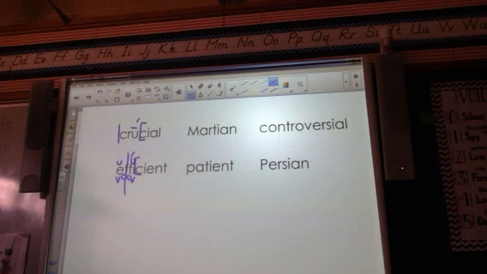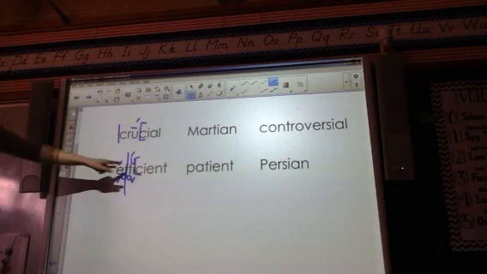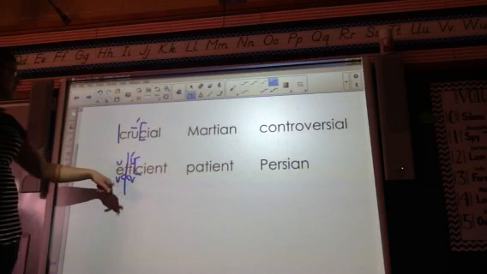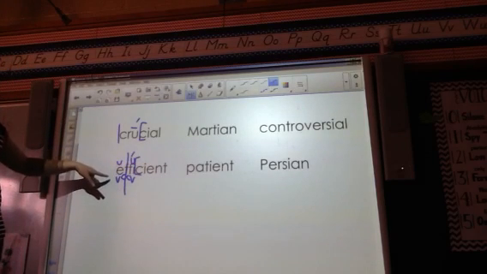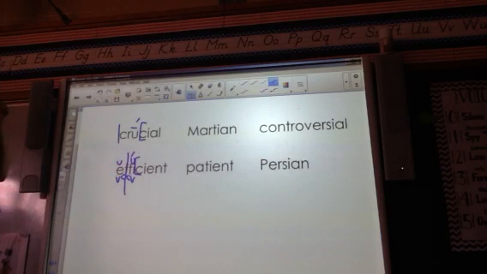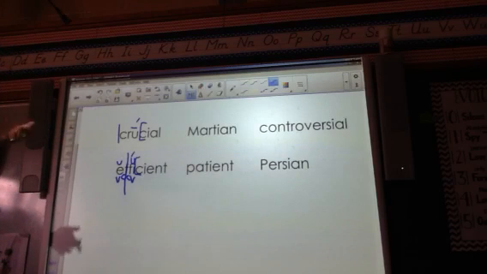Okay, so what is that word? Remember, this CI is going to say sh. And we've got ent, so shent. Efficient. What does that mean? When you're efficient at something, you do it quickly and you do it well. You don't have a lot of extra steps you don't need.